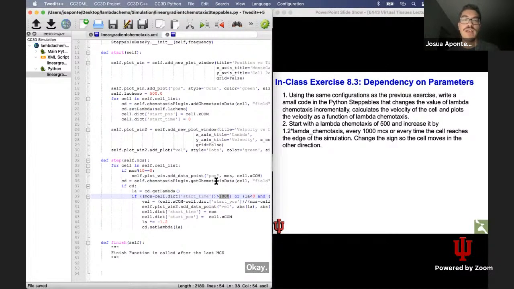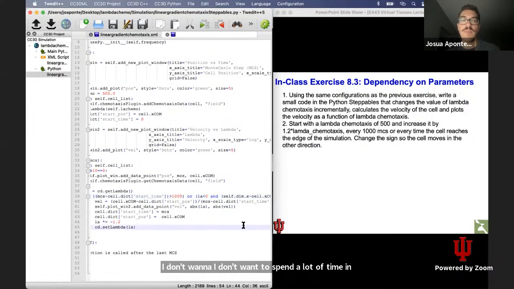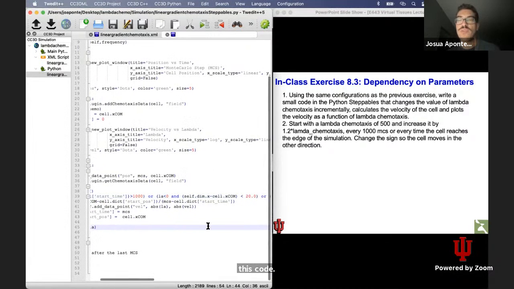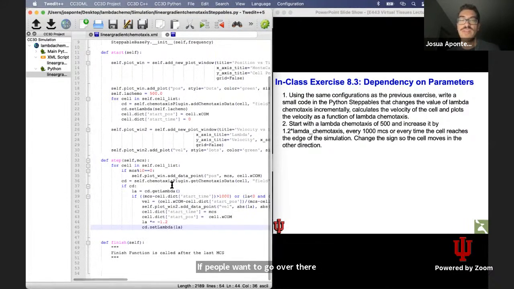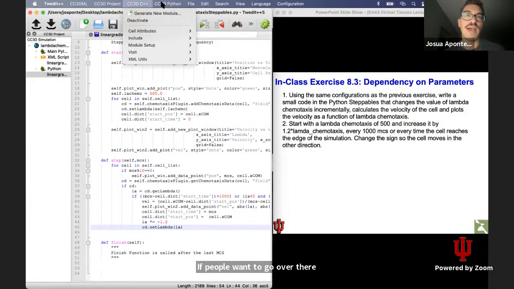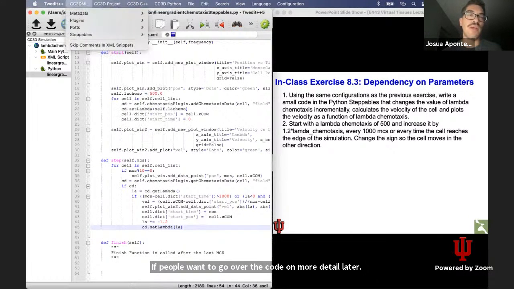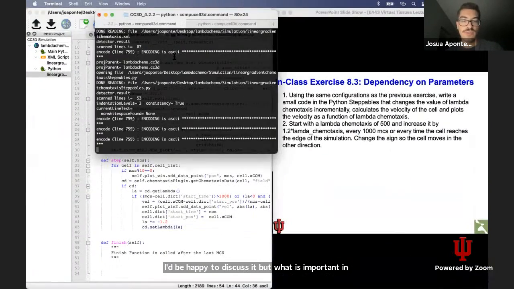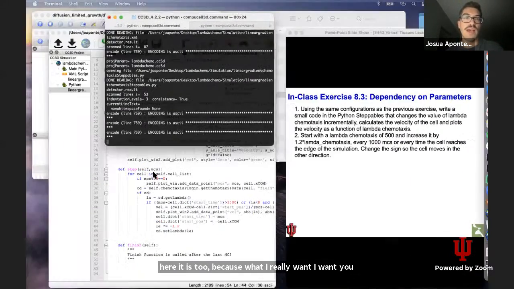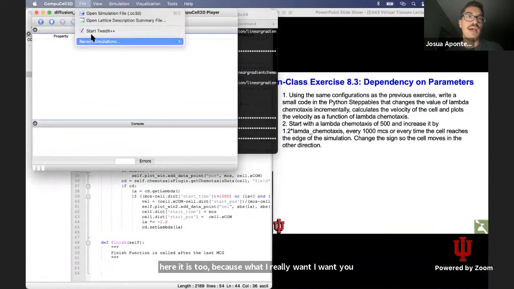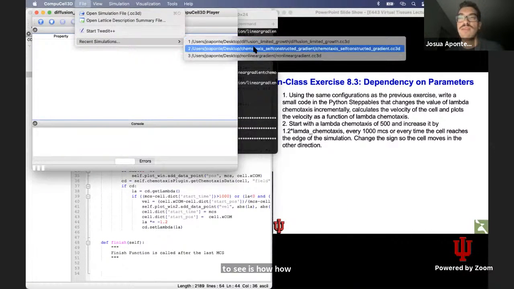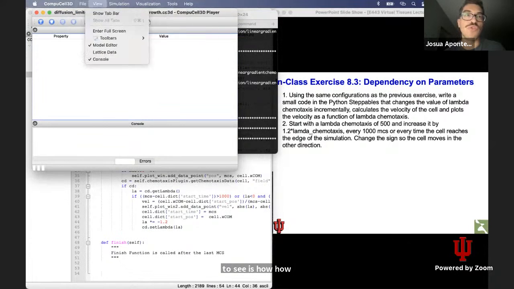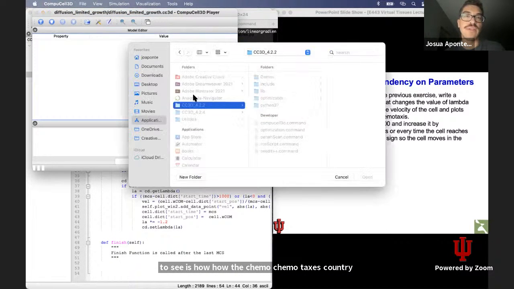I don't wanna spend a lot of time in this code. If people want to go over the code in more detail later, I would be happy to discuss it. But what I really want you guys to see is how the lambda chemotaxis controls what the velocity of the cell is.